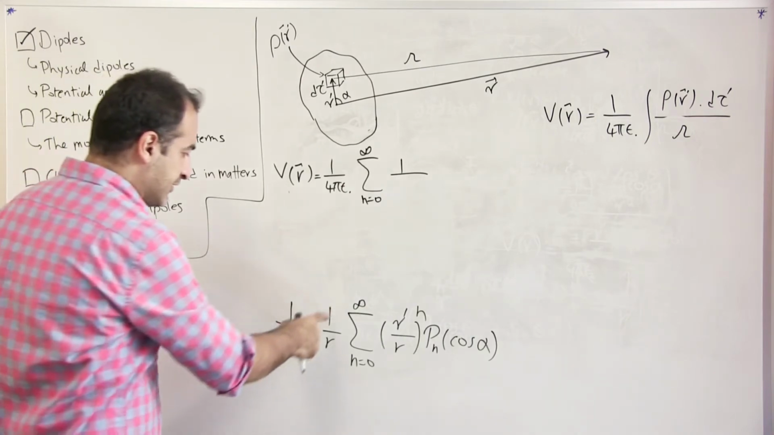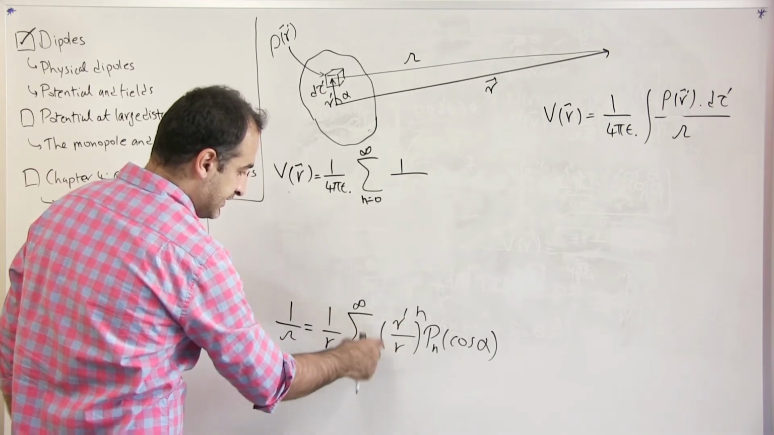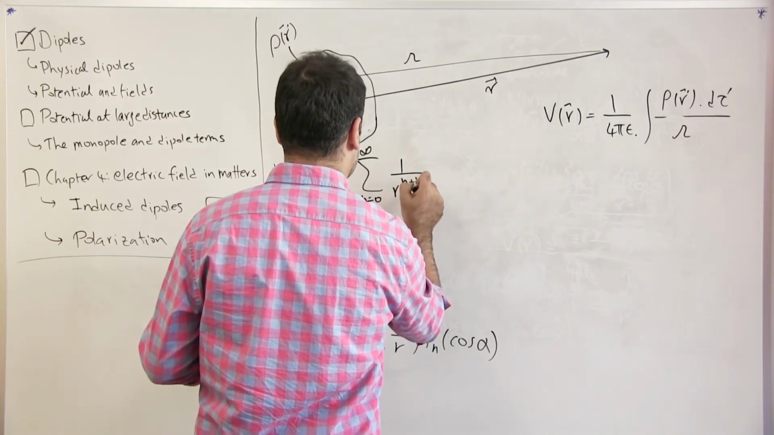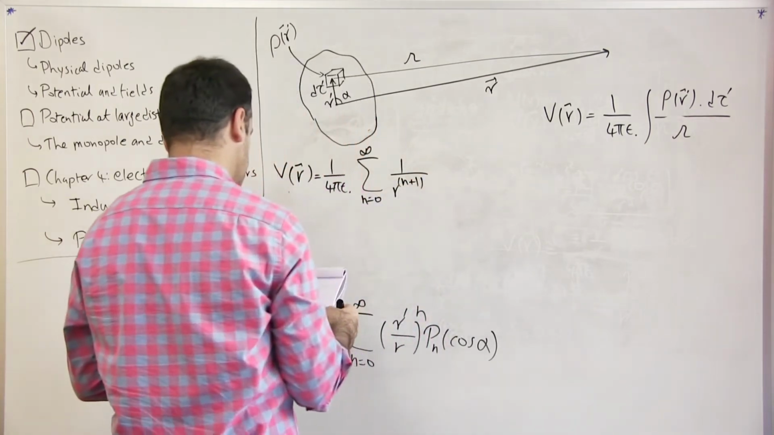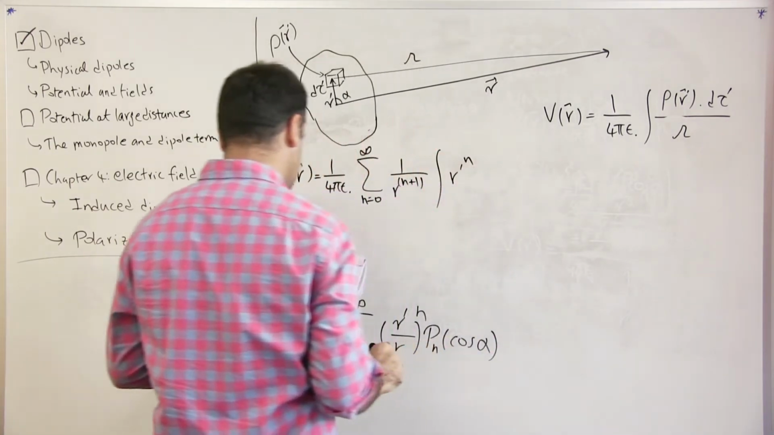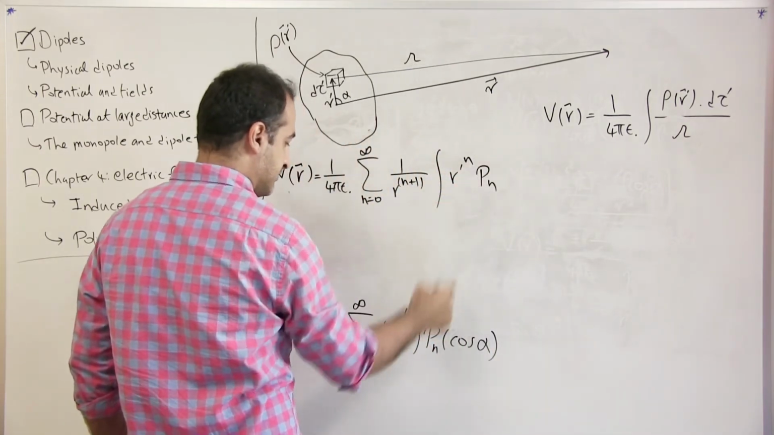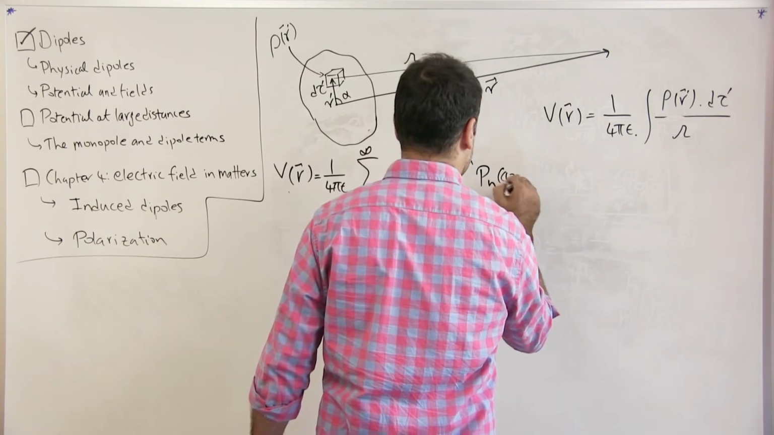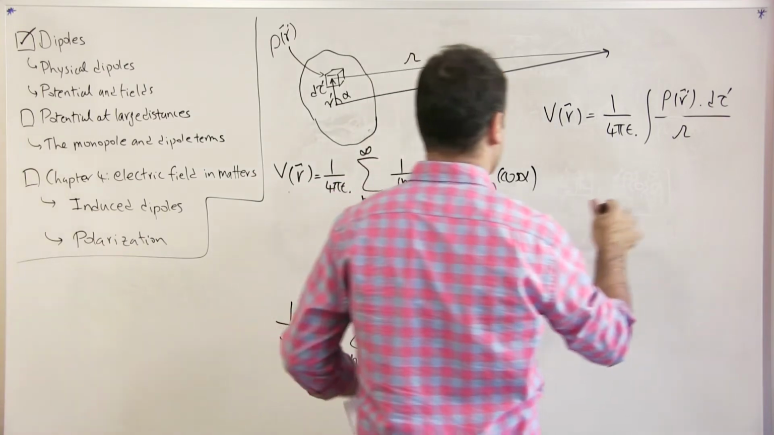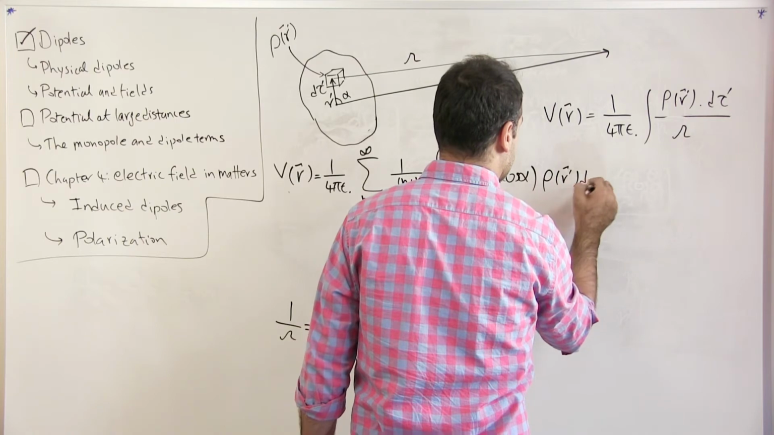So we have 1 over r here, and inside this we can take it out, and that becomes r to the power of n plus 1, times the integral of r prime to the power of n, Pn. So this is the first term, r prime to the power of n, Pn cos alpha, times, now the numerator here is rho r prime d tau.